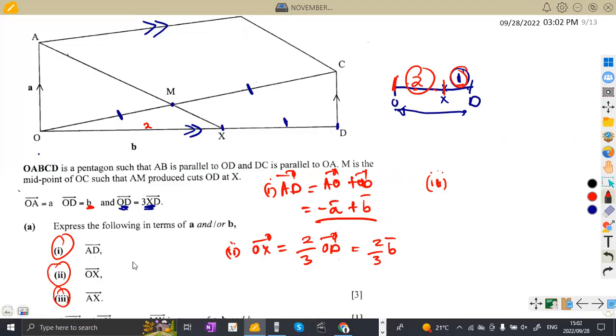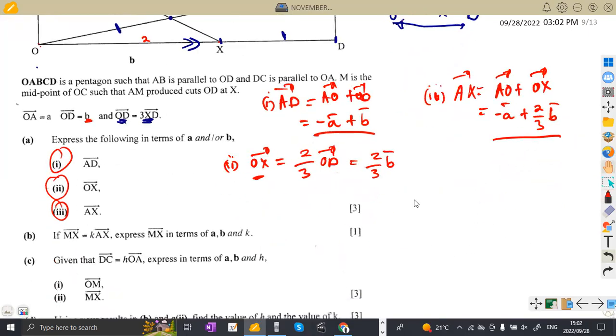Okay, anyways, AX, which route are you going to take? Since we have got OX here, we are going to take from A to X as A to O, then O to X. So AX is going to be from A to O plus O to X. From A to O, we are opposing the arrow, as you can see, it is going down. So it's negative A plus O to X. O to X we already calculated: O to X is 2/3 B. So it is going to be minus A plus 2/3 vector B, like that.